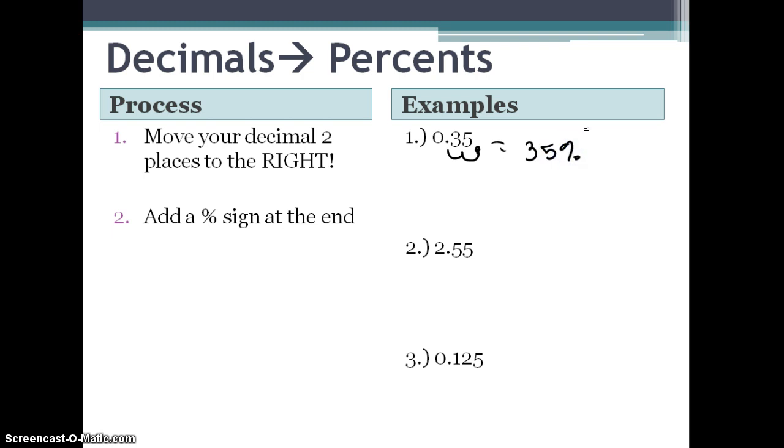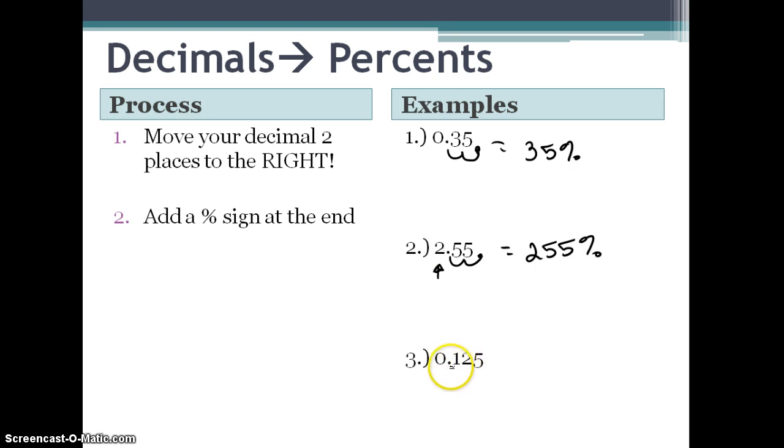And percents, remember, are out of 100. So if you have less than a whole, you have 35 hundredths. Okay, your percent is going to be less than 100. If you have a whole number of 1, that's going to be 100%. 2 and 55 hundredths, again, take your decimal, move it 2 places to the right. You get 255%. Again, since you have a whole number bigger than 1, you know your percent is going to be more than 100% because you have more than a whole.